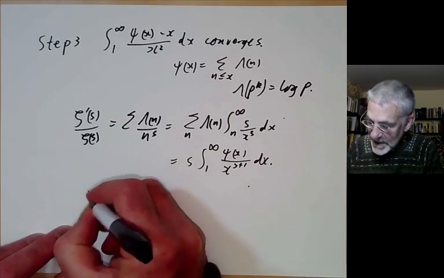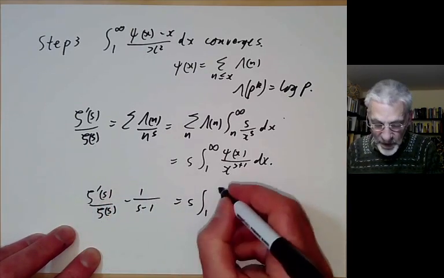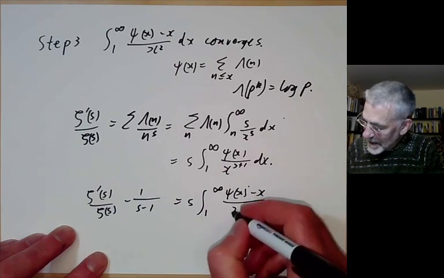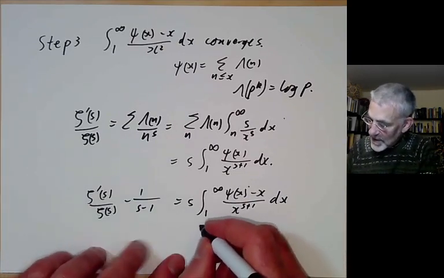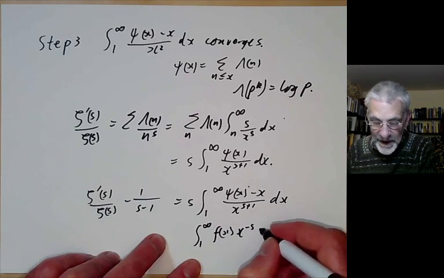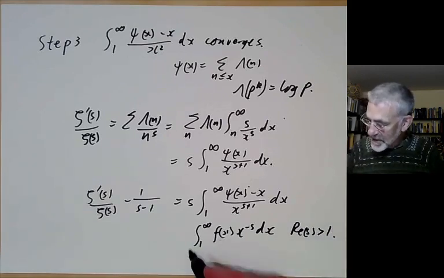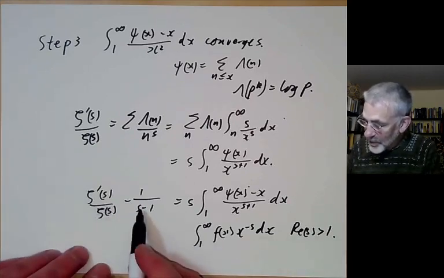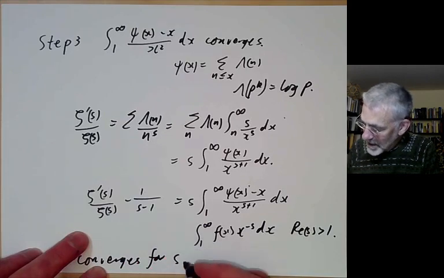So we have zeta prime of s over zeta of s minus 1 over s minus 1 is equal to s times the integral from 1 to infinity of (psi of x minus x) over x to the s plus 1 dx. Okay, and now we're going to apply Newman's Tauberian theorem. And Newman's Tauberian theorem says that if the integral from 1 to infinity of f of x times x to the minus s dx converges for the real part of s greater than 1, and if you can extend this to a holomorphic function with no poles for real part of s equal to 1, then it converges for s equals 1.